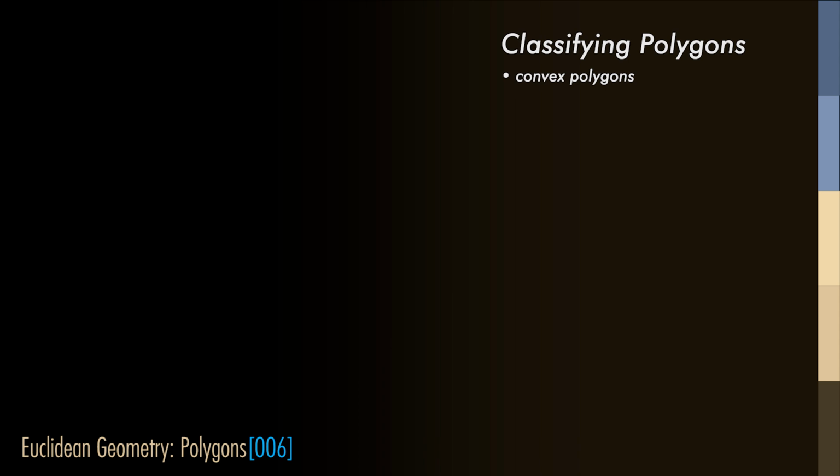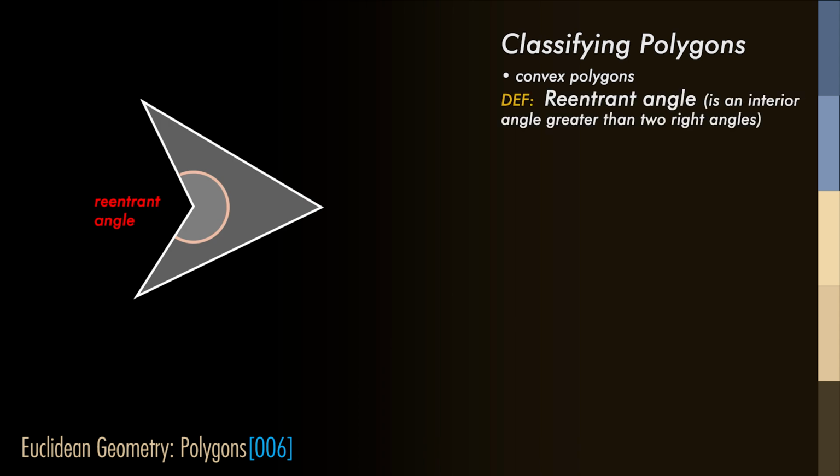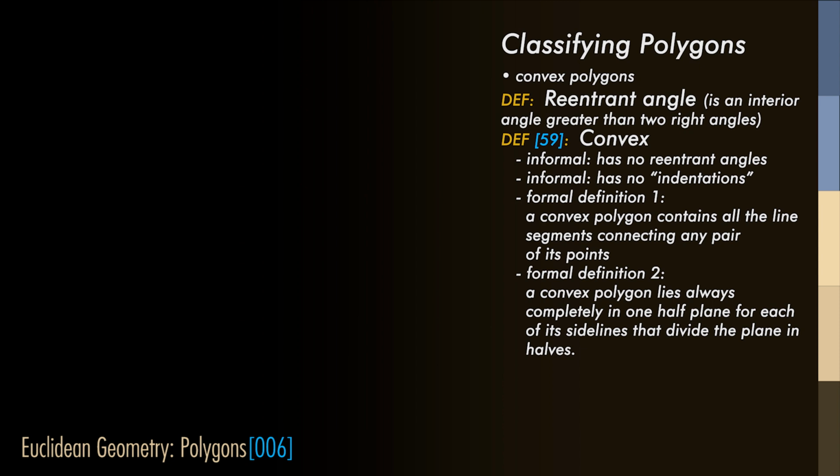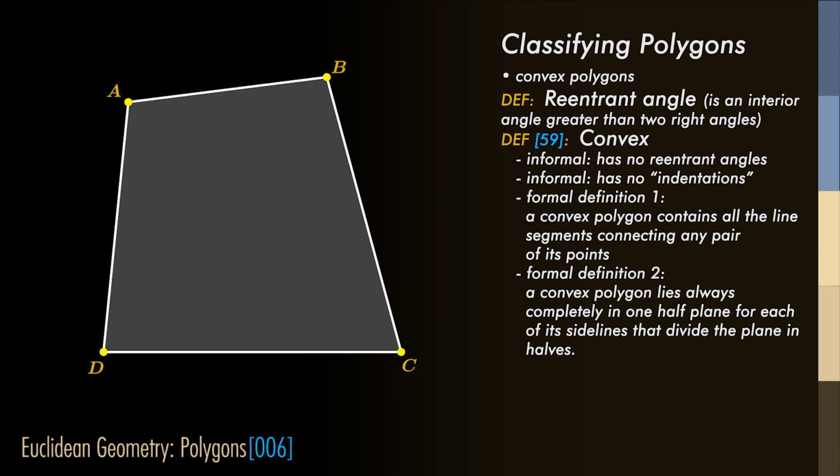Another classification is whether a polygon has angles that re-enter or not. This is the difference between convex and concave. We will now more precisely define these and make a proposition that will allow to determine whether a polygon is convex or not. A convex polygon has no indentations. That is of course no rigorous definition, but it's helpful. A first rigorous definition can be that a polygon is convex if it contains all the line segments connecting any pair of its points.